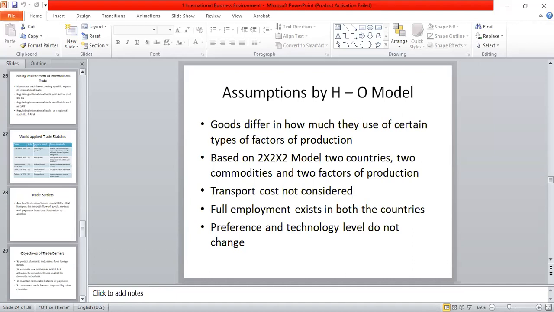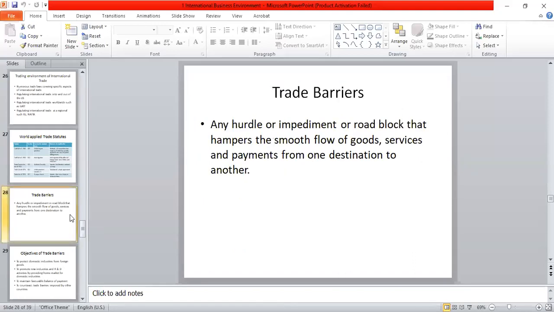Now, can you go to the next point? Now, we will study trade barriers. Trade barriers. Can you see this PPT? Trade barrier. Is it visible?